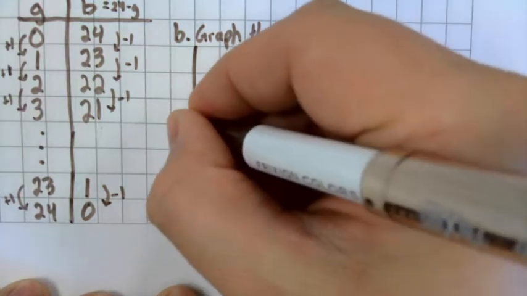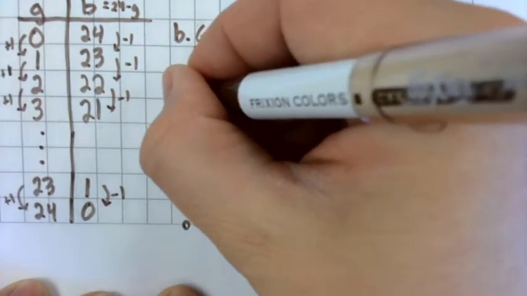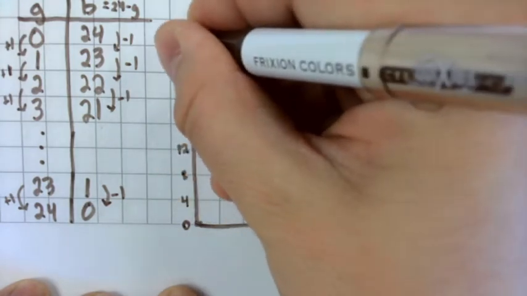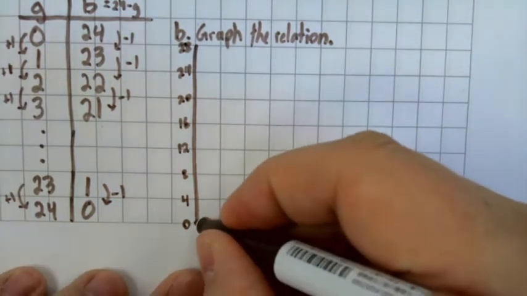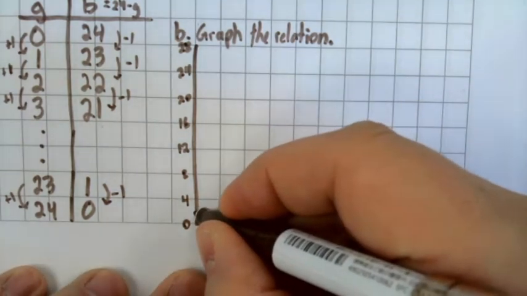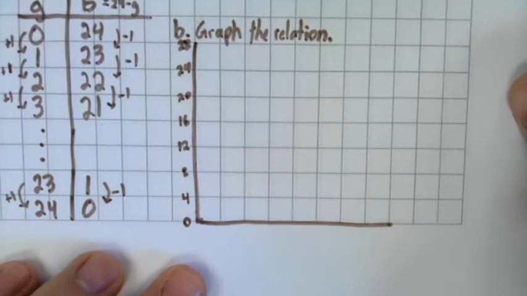8, 12, 16. Notice I'm numbering the lines. 20, 24, 28. So I've decided that each square is going to be 4. So if it's 1, I'm going to be a quarter of the way up. If it's 2, it's halfway up, and so forth.